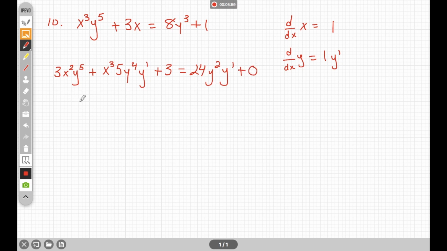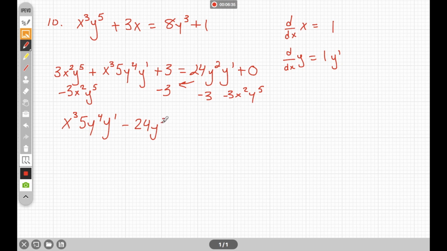We're going to move all the terms with y prime on one side, all the other terms on the other side. What am I going to do? I'm going to subtract this whole term to this side, and I'm going to subtract these two terms to that side. So I'm going to subtract 3, subtract 3x squared y to the fifth, from both sides. And I'm going to subtract this term to that side as well. So what is it going to look like? X cubed times 5y to the fourth y prime minus 24y squared y prime is going to be equal to negative 3 minus 3x squared y to the fifth.